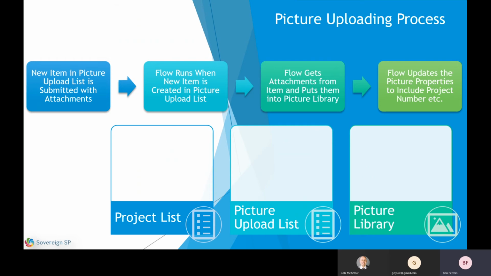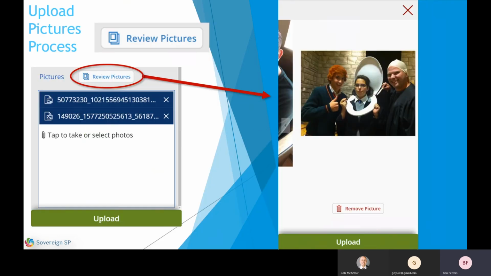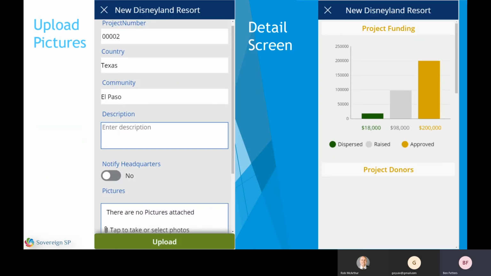But we're actually using another list. So we have our picture upload list, the one in the middle. And what we're doing when we're uploading something, that screen on the left, when I'm uploading something, that's actually creating a new item in that picture upload list. And it's saving the number and the country and all the information about the project.